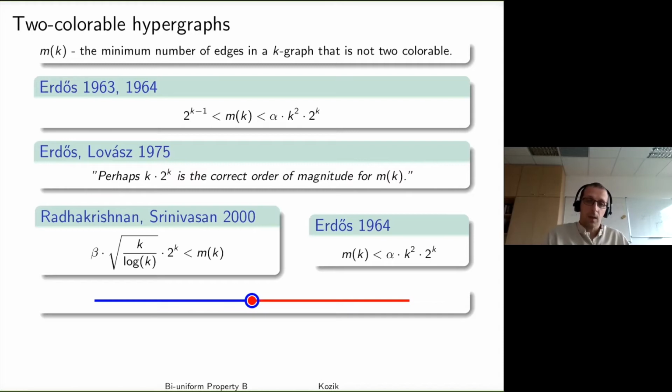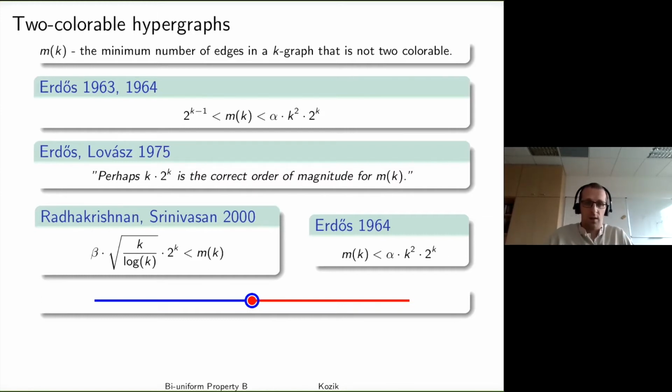The upper bound by Erdős was obtained by constructing a random hypergraph. For a carefully chosen number of vertices, he proves that if you add edges one by one, when you meet this number of edges, the constructed hypergraph is not two-colorable almost surely.